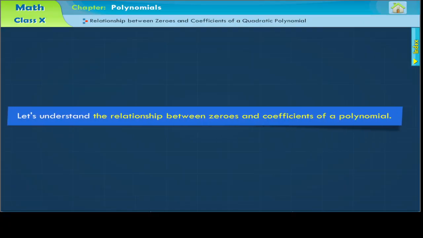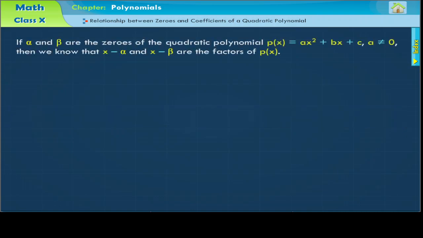Let's understand the relationship between zeros and coefficients of a polynomial. If alpha and beta are the zeros of the quadratic polynomial p of x is equal to ax squared plus bx plus c, a not equal to 0, then we know that x minus alpha and x minus beta are the factors of p of x. Let's observe the following.